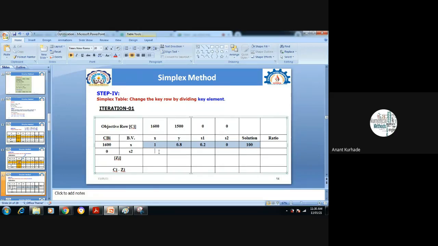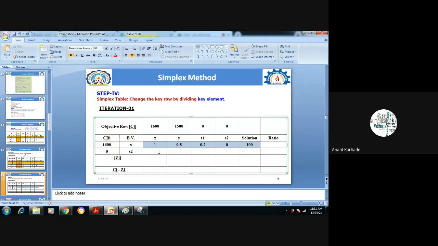Up to this, any doubt? How do we have 1, 0.8, 0.2, 0 and 100 here? Yes, reply fast, we have the last 20 minutes to complete this problem. Why have we written these values in the first row only? Because that row was the key row in the previous table. So always remember, while writing new values, always write the values of the key row first.